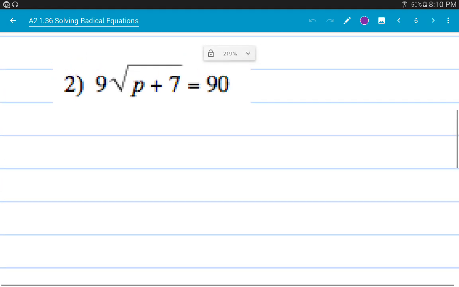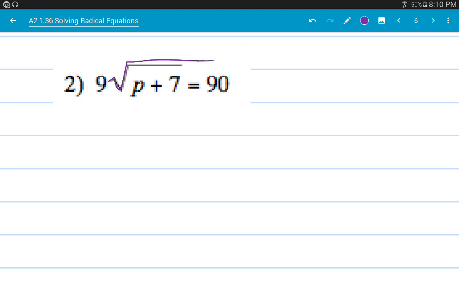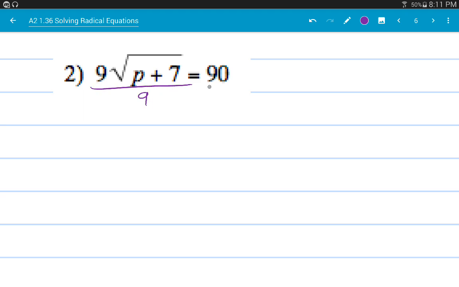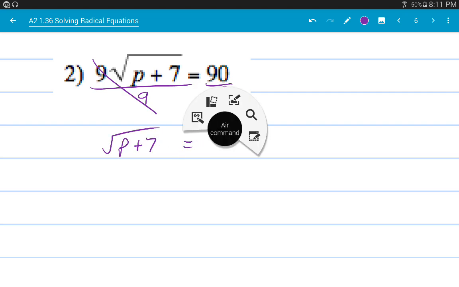So, for an example like question 2. Here's the radical. The radical term is this term. In order to isolate it, I need to get rid of this 9. So in order to get rid of the 9, I'm going to divide both sides by 9. Those cross out. I get radical p plus 7 is equal to 90 divided by 9, which is 10.